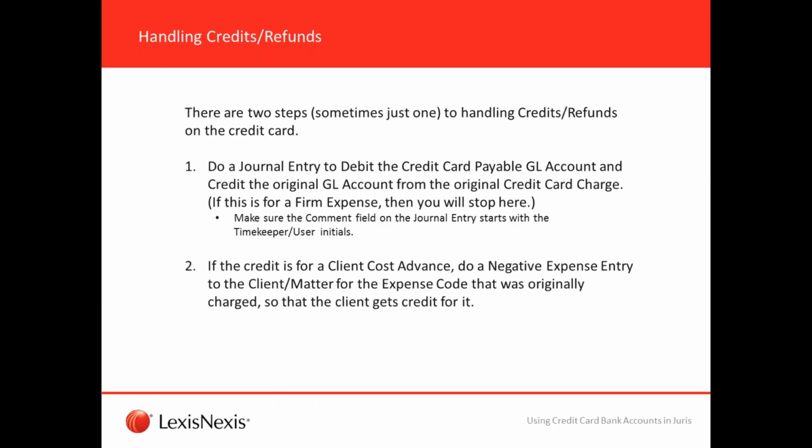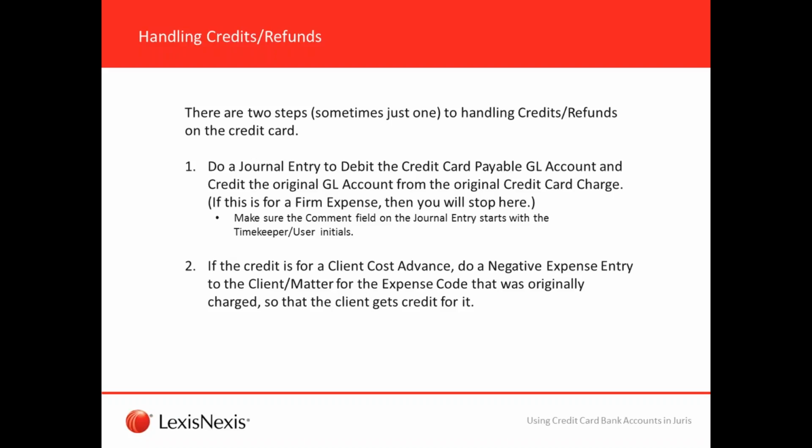So in this case, you're actually going to do a journal entry. You're going to do a journal entry to debit the credit card payable GL account, and you're going to credit the original GL account for the original credit card charge. So if it was an airfare for firm-related travel that went to our travel expense account, whatever that GL account is, that's what's going to be the credit. If it's a client cost that was billed to a client, then it's going to hit our client cost advance GL account as the credit. So the first thing we'll do is the journal entry.